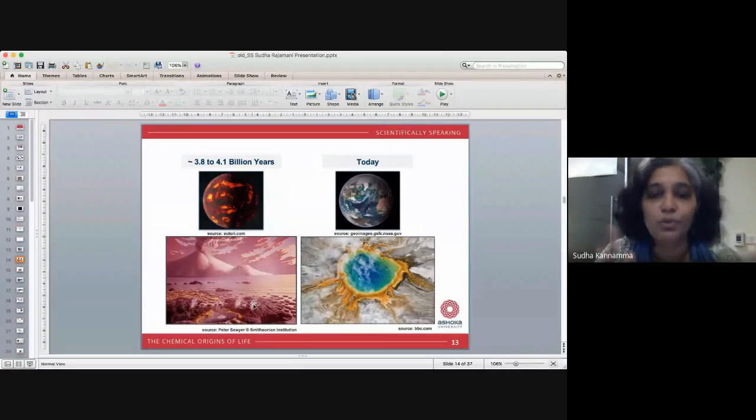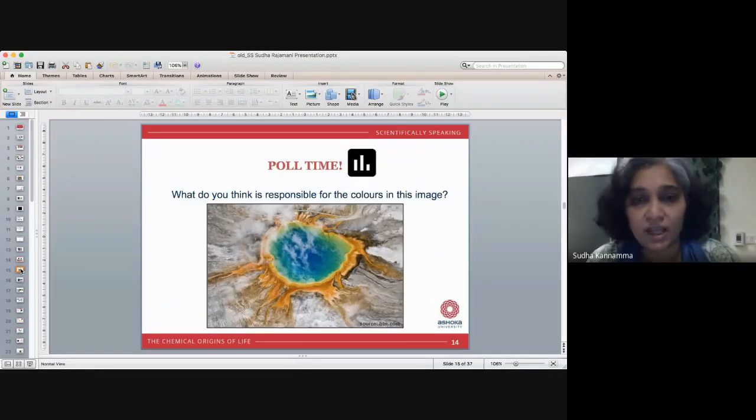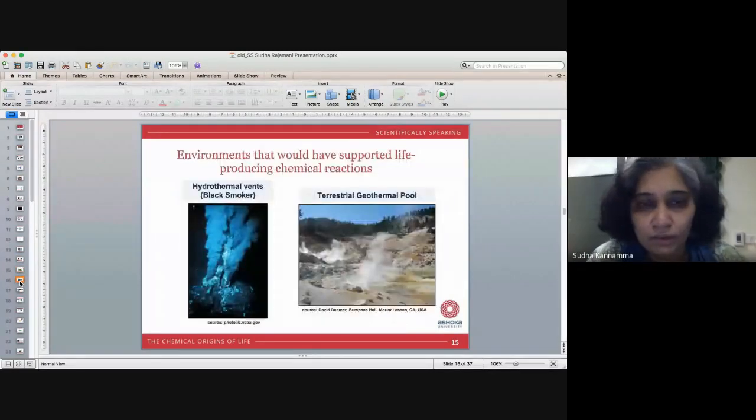And these geothermal pools are thought to have been extremely important in the context of what might have been the earliest niches on Earth that might have supported some of these reactions I will touch upon in a second. We'll leave the poll here.